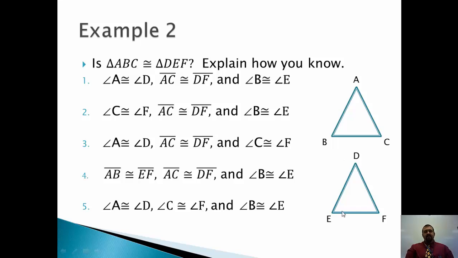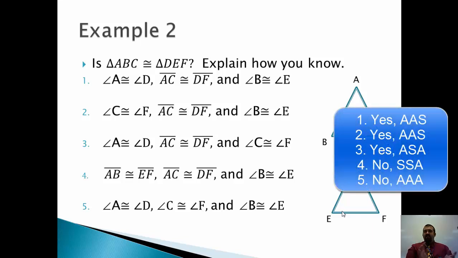I'm only given angles. And here's the thing. If I'm only given angles, they could be congruent triangles. However, I have no clue. I need at least one side to match up to its corresponding side. If I don't have that, there's absolutely no way I can say those triangles are congruent.